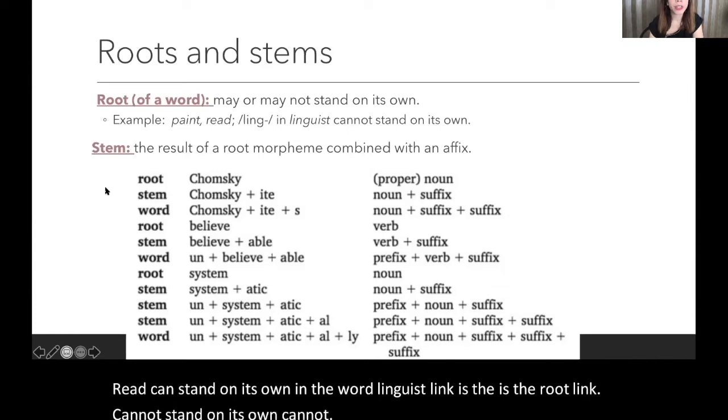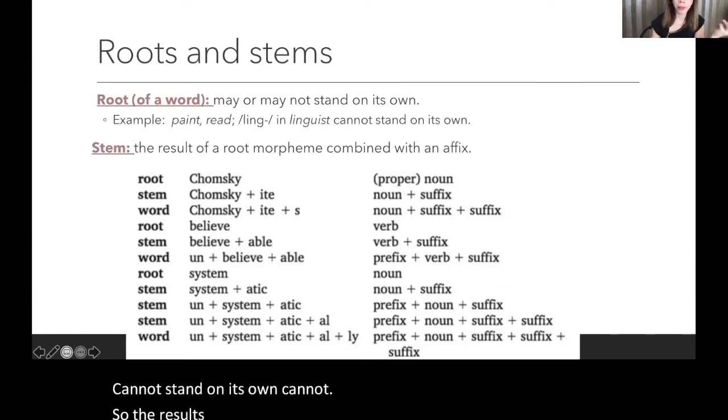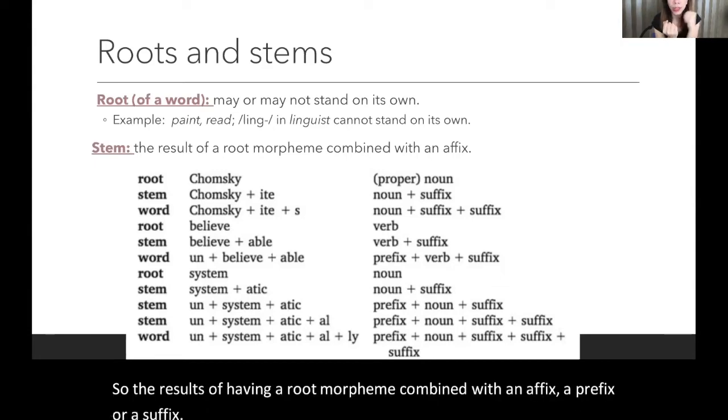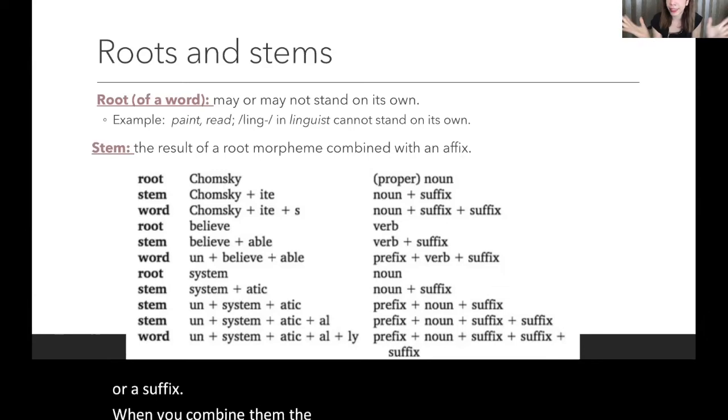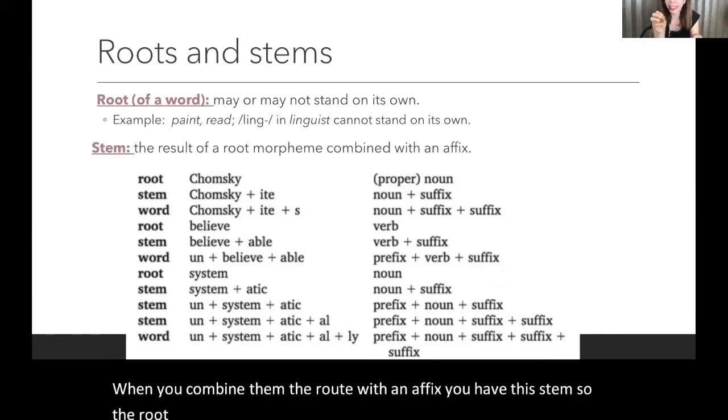So the result of having a root morpheme combined with an affix like a prefix or a suffix, when you combine them, the root with an affix, you have the stem. So the root, the seed, you put the root, and then you add an affix, it's a stem, it's larger.